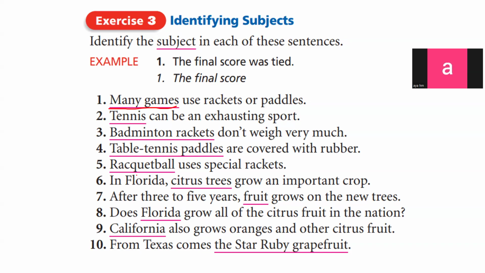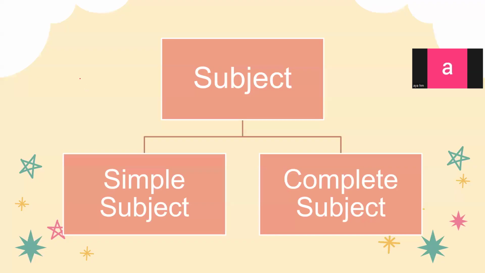Racquetball uses special rackets, so it is subject. In Florida, citrus trees grow an important crop, so citrus trees. After 3 to 5 years, fruit grows on the new trees. So fruit is the subject. Does Florida grow all of the citrus fruits in the nation? Florida is the subject. California also grows oranges and other citrus fruits, so it's California. From Texas comes the strawberry grapefruit. So the strawberry grapefruit is the subject.